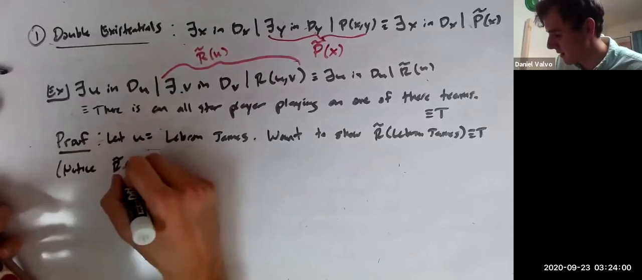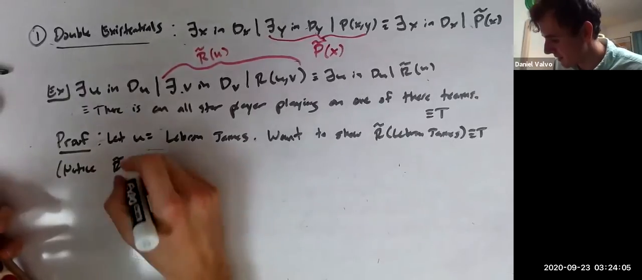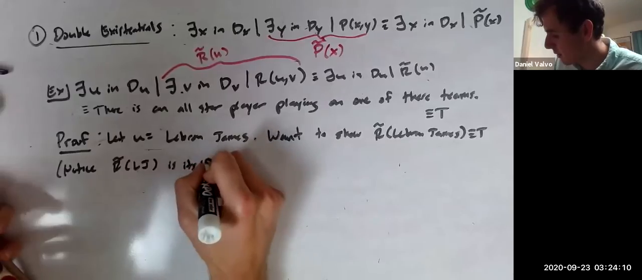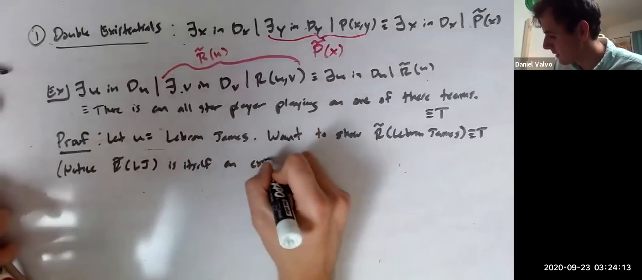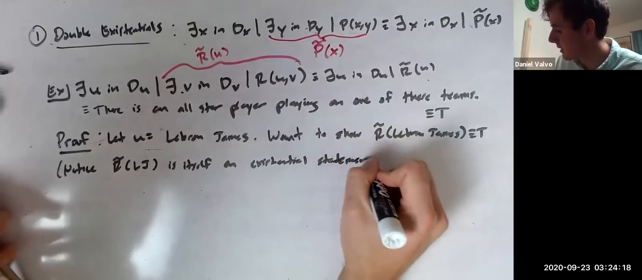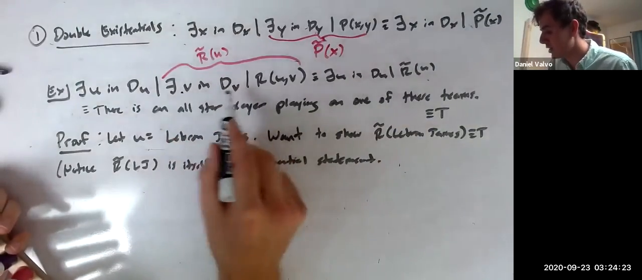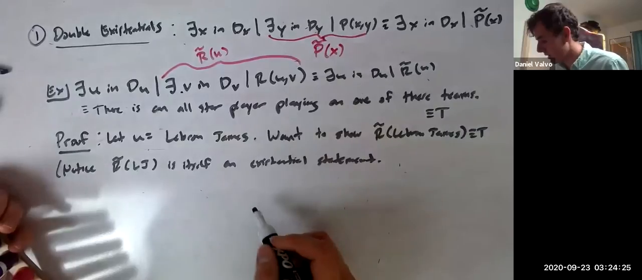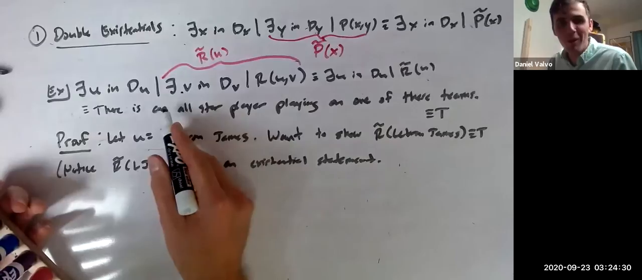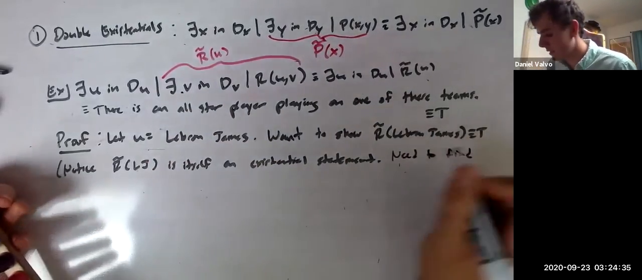But R squiggly of LeBron James, I'm just going to call him LJ, is itself an existential statement. So we're kind of nesting these existential statements. That is itself this statement right here. There's a V in dV such that R of UV. So we need to show this is true. How do you prove an existential statement true? Find an example.